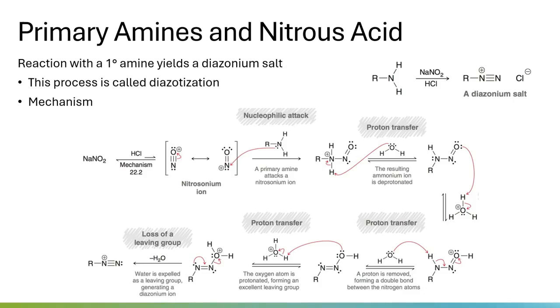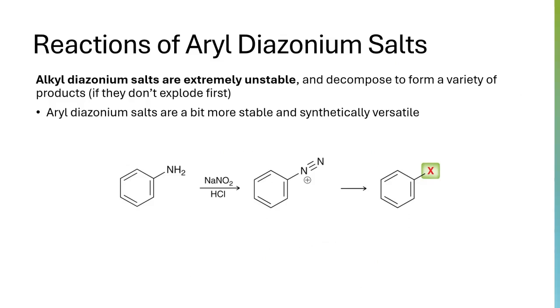Reactions of aryl diazonium salts. Alkyl diazonium salts are extremely unstable and decompose to form a variety of products if they don't explode first. Aryl diazonium salts are a bit more stable and are synthetically versatile.